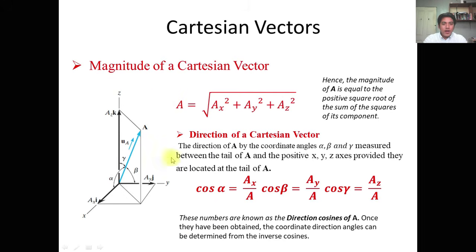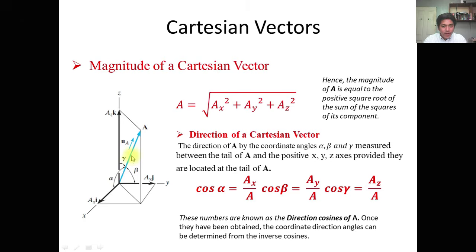So if we have a vector A here, of course in two dimensions, we label the direction of a vector only in terms of theta. But in these three-dimensional coordinates, we have what we call the direction of a Cartesian vector, which is called the direction cosines. We can express the direction of this vector A with respect to each axis, x, y, and z.